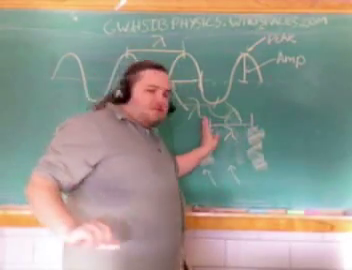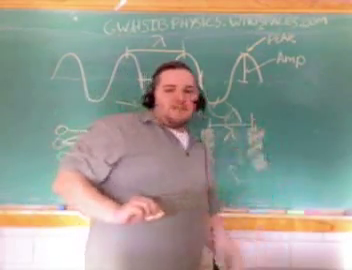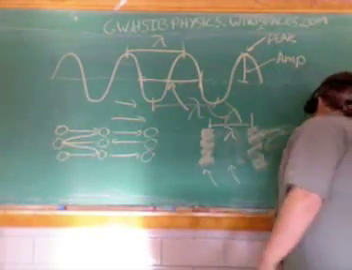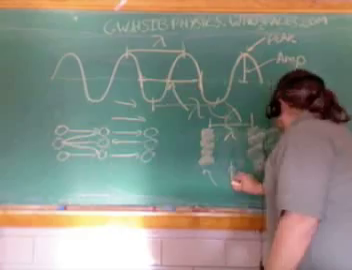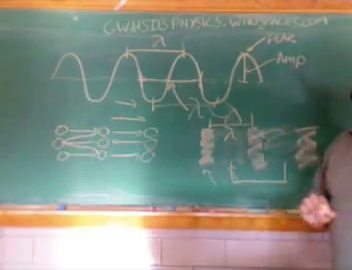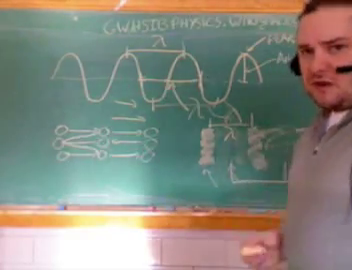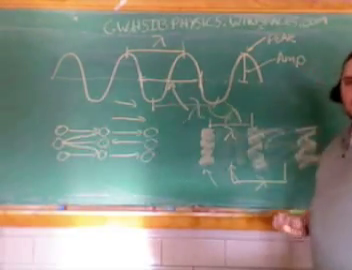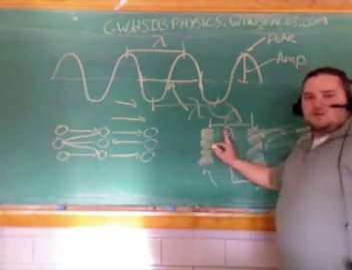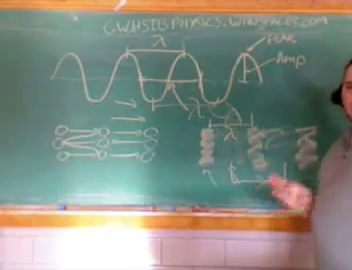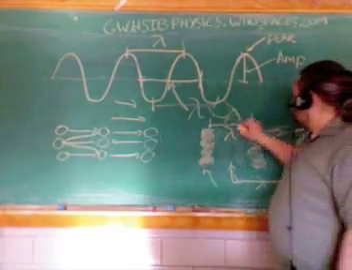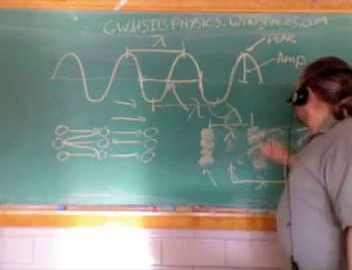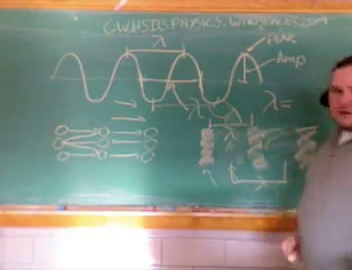which is from the center of one condensed to the center of another condensed, or treating this region as rarefied, the center of my rarefication to the center of my rarefication, that's the wavelength. Okay? That's what we refer to as the wavelength. So once again, we're referring to a zone to another zone.